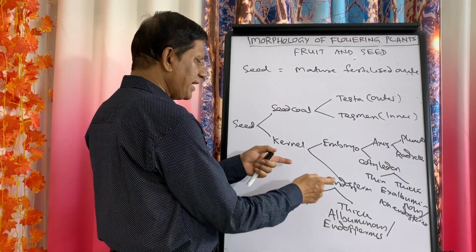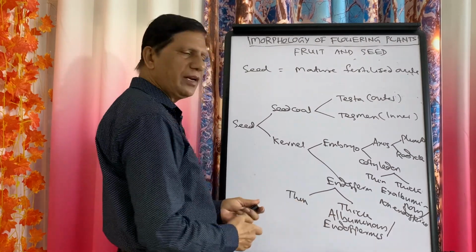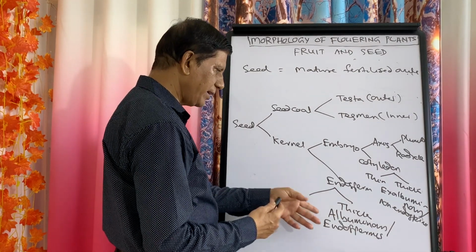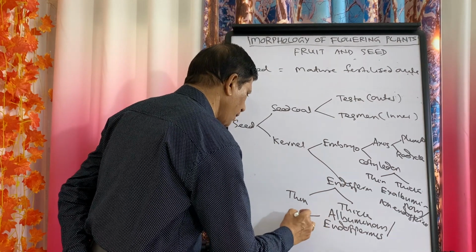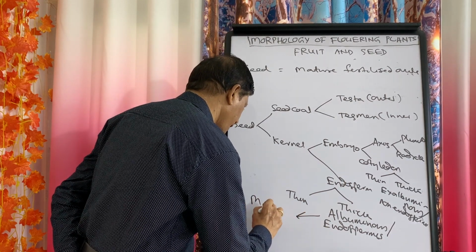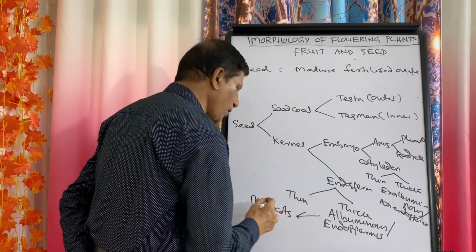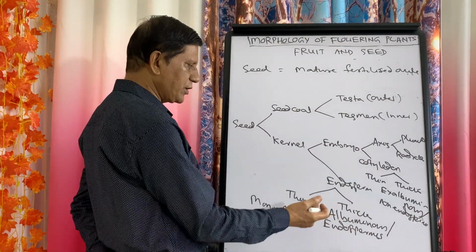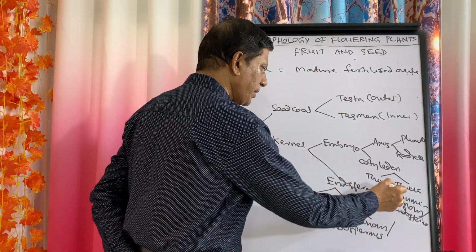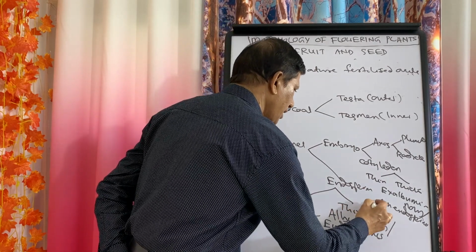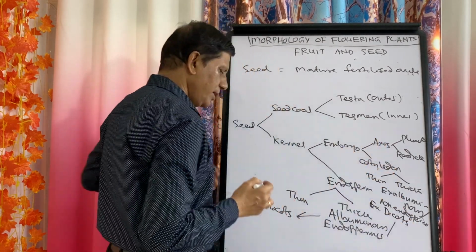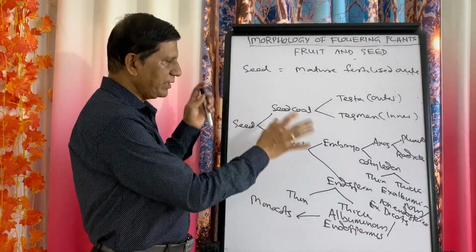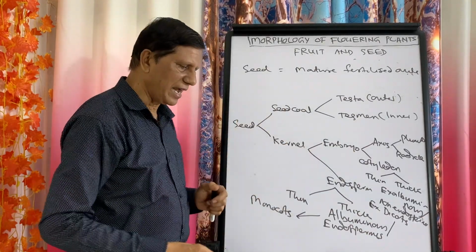Usually, when the endosperm is thick, the seed is albuminous or endospermic. This is commonly found in monocots. Most of the monocot seeds are albuminous or endospermic, while the non-endospermic or exalbuminous type is commonly found in most of the dicots. Now let us explain the whole thing in the form of diagrams.